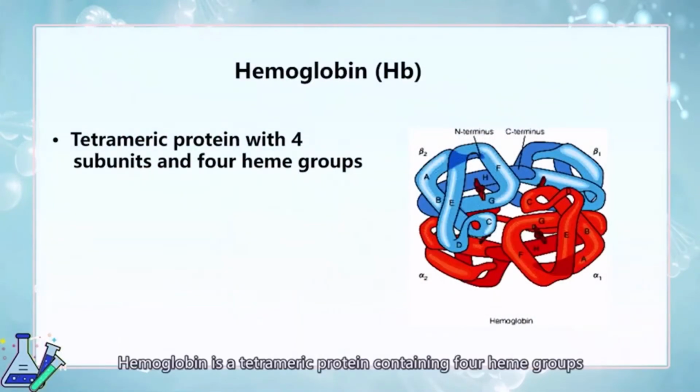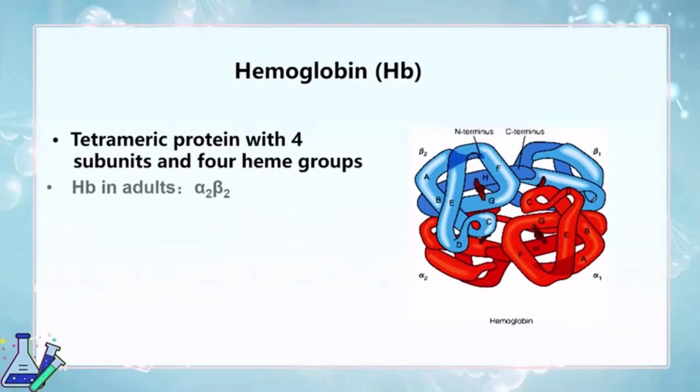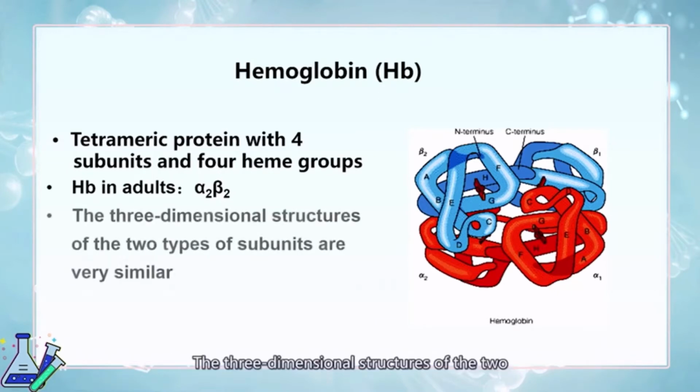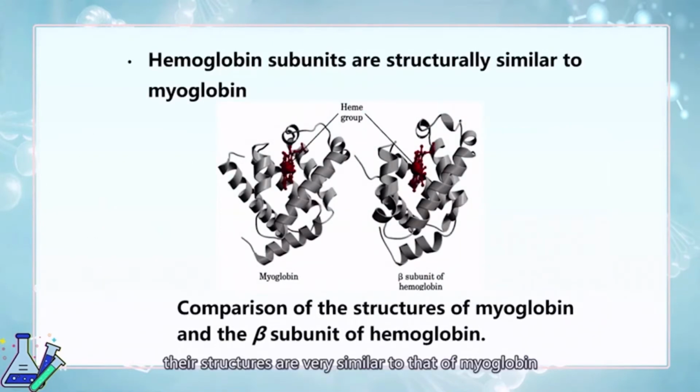Hemoglobin is a tetrameric protein containing 4 heme groups, one associated with each polypeptide chain. Thus, hemoglobin has 4 binding sites for oxygen. Adult hemoglobin contains 2 alpha chains and 2 beta chains. The three-dimensional structures of the 2 types of subunits are very similar. Furthermore, their structures are very similar to that of myoglobin, even though the amino acid sequences of the 3 polypeptides are identical at only 27 positions.